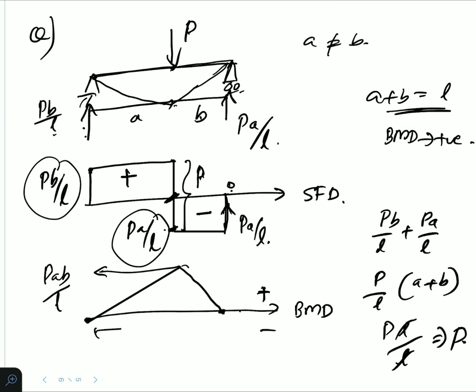Okay, this distance is A, this distance is B. So here it will be positive. This will be our bending moment diagram. Okay, so that is it. Now the next question.